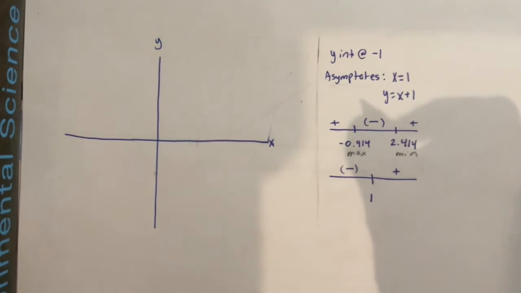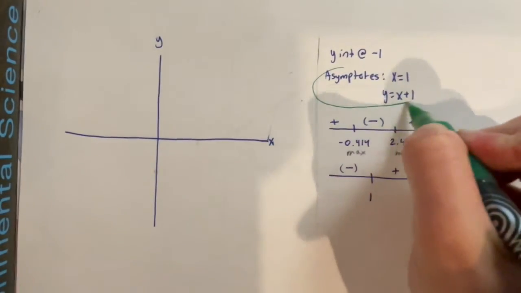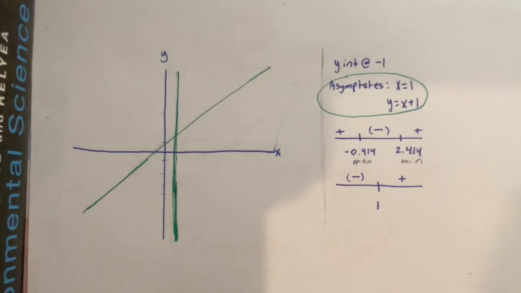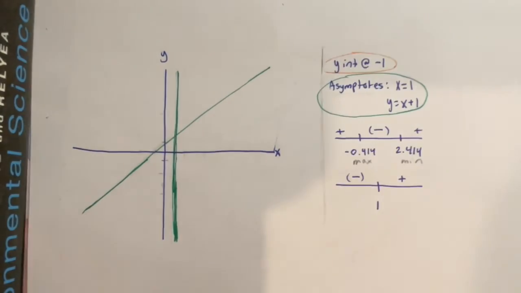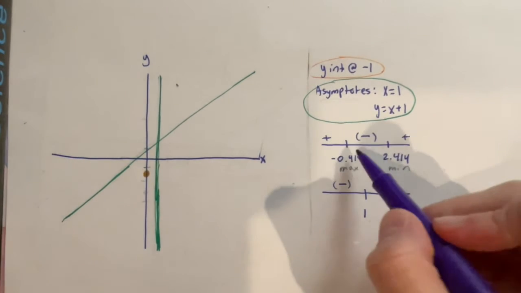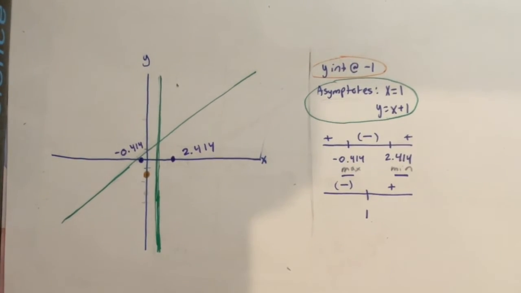Okay, so now we're ready to start graphing. So here's all our information. First, I'm going to graph the asymptotes in green. Now that we have our asymptotes in green, I'm going to put in our y-intercept at negative 1. Then in purple, I'm going to do our max and our min. Now that I've added the max and min, it's time to start graphing.